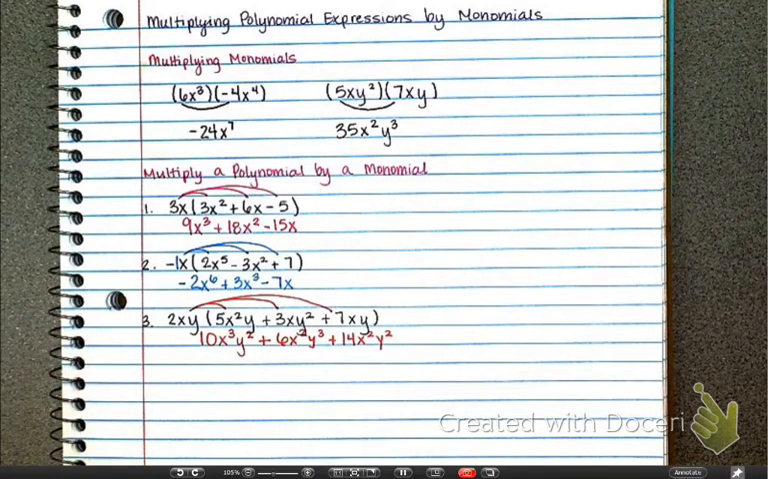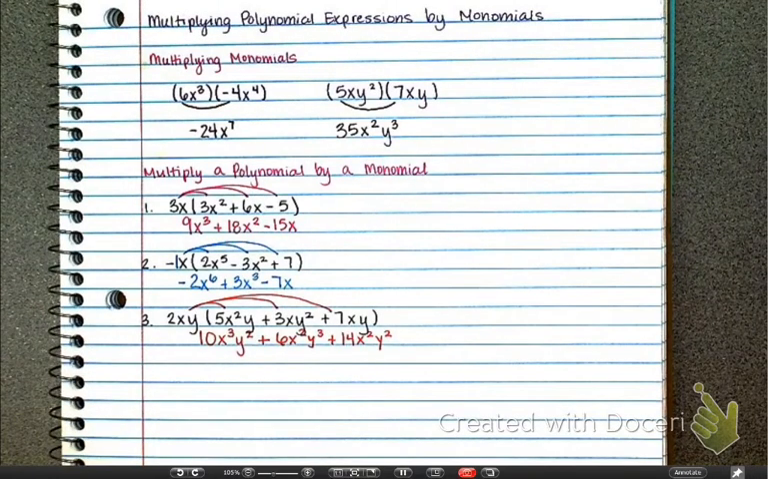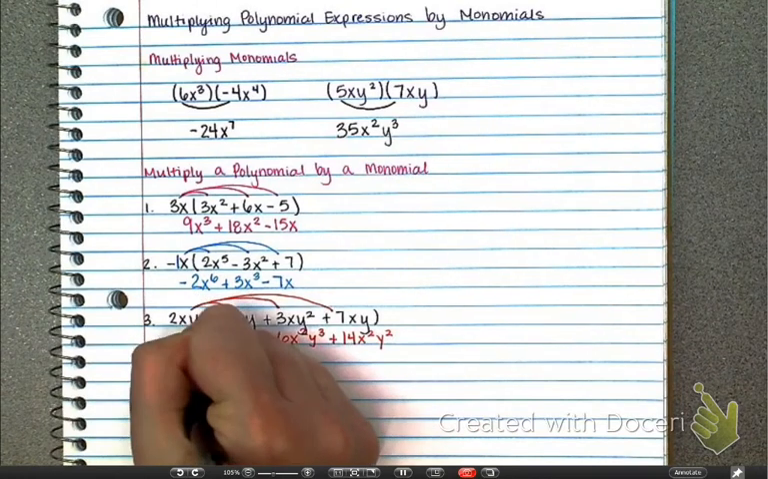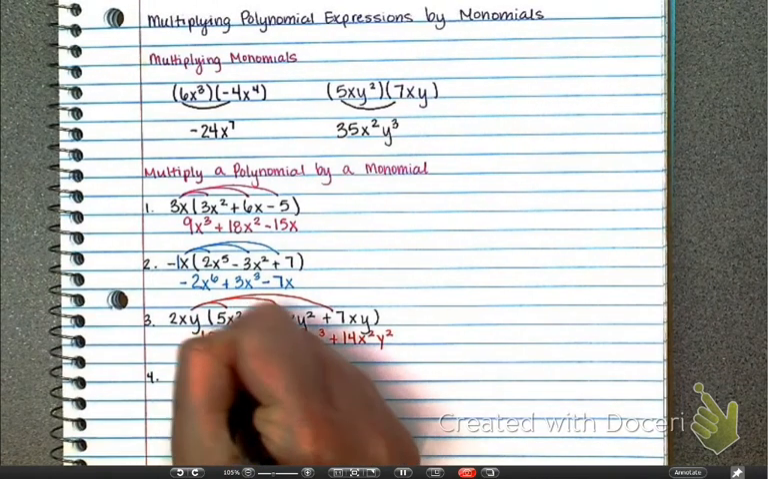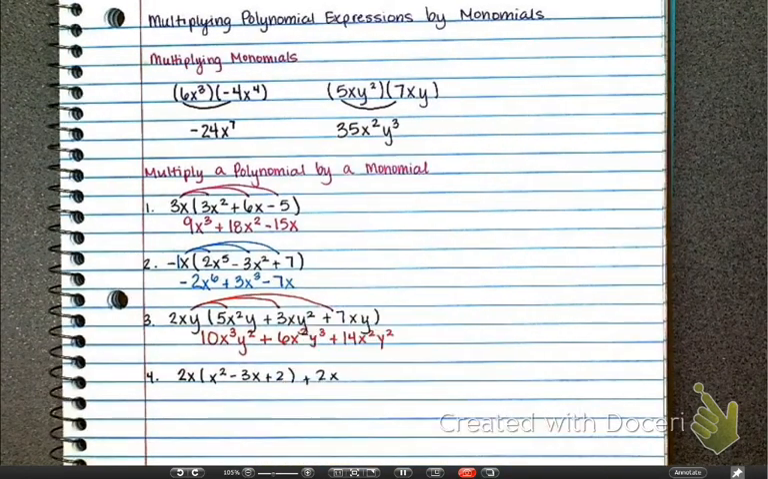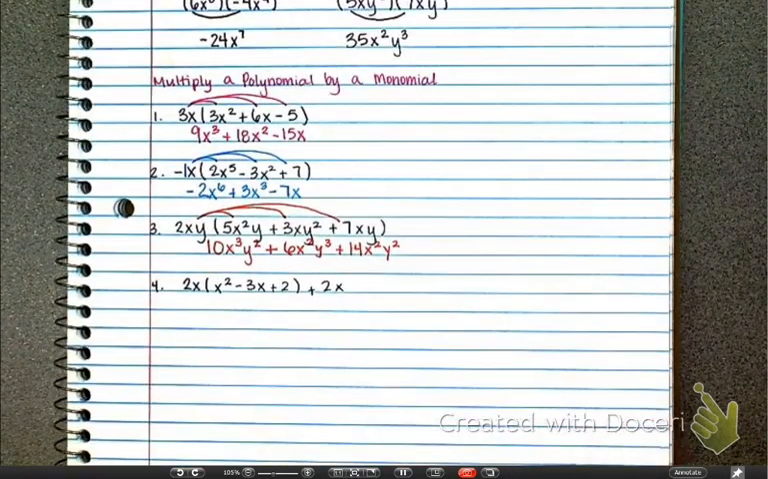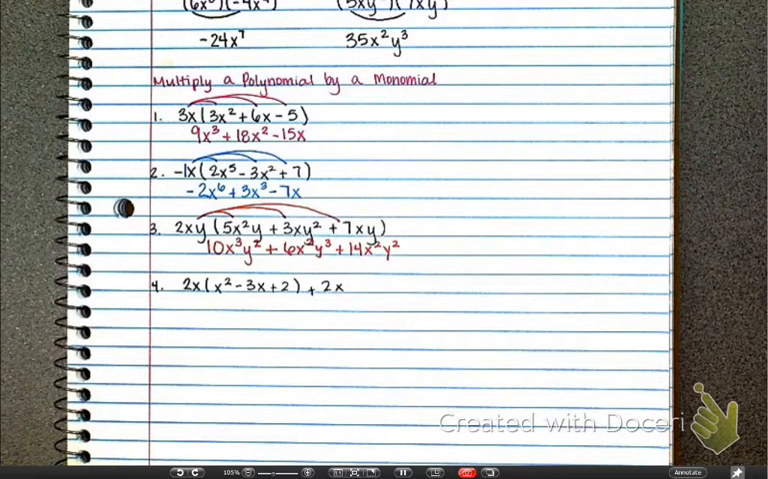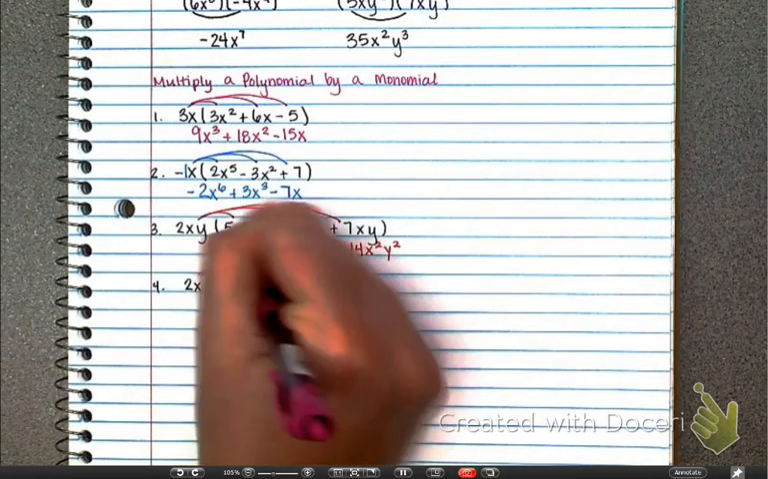Cool? Okay, so let's now combine multiplication and adding and subtracting. Let's start here. 2x times x squared minus 3x plus 2, and then plus a 2x. What do we have to take care of first? The multiplication. So let's distribute. Okay, that's where we're going to start.